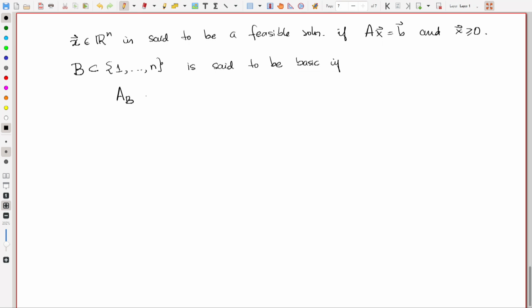What this means is that this is the matrix obtained from A by selecting the columns corresponding to B. So, the submatrix consisting of columns from the set B.